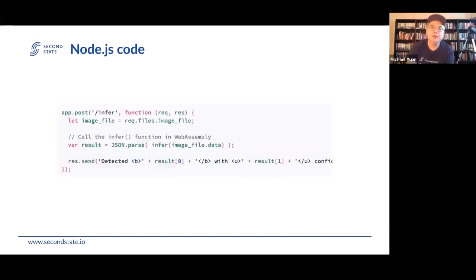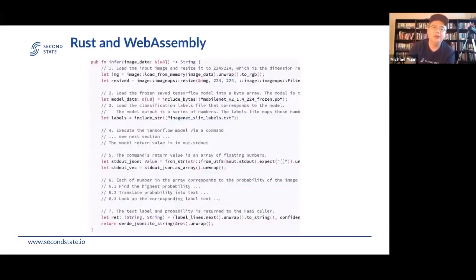So the Node.js code, again, is very simple. It's just to take the image and return it. What's important is the Rust and WebAssembly code. As we see, this is the meat of the application. This is why you need to write application logic in Rust and WebAssembly, because each of these steps is going to be very slow if you just write them in JavaScript.